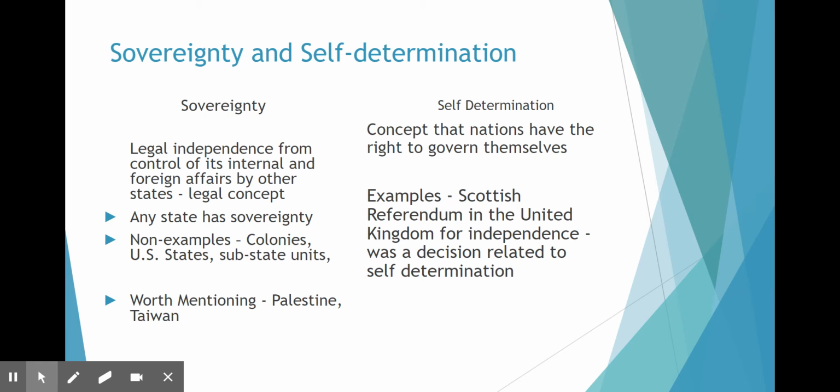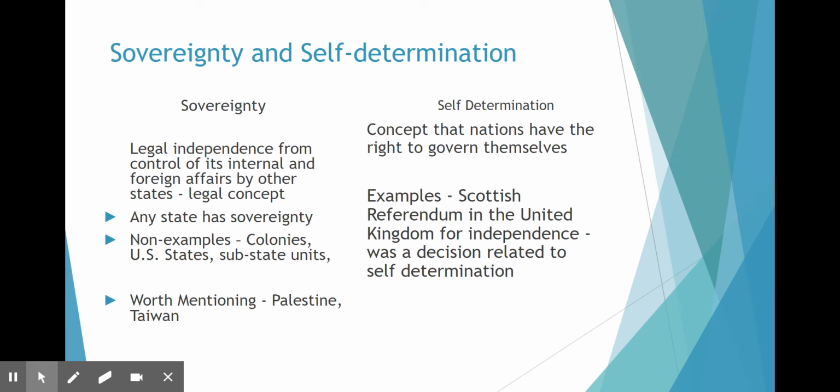What I think is interesting are the non-examples here. Places that are colonies, like Bermuda for the United Kingdom, would be a colony of the United Kingdom, therefore not have sovereignty. Individual sub-state units, so in the United States, we call those states, right? So that makes everything confusing in this class. But they would not have legal sovereignty. Other types of sub-state units, like provinces in Canada, fall into the same category.